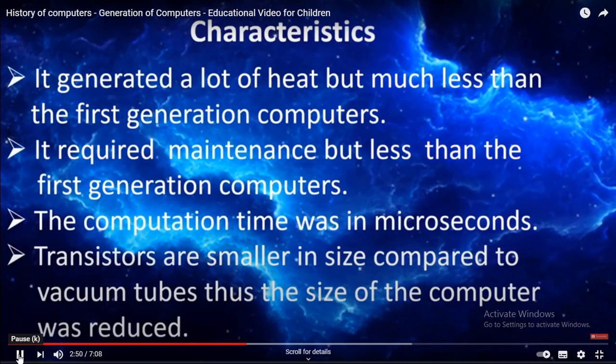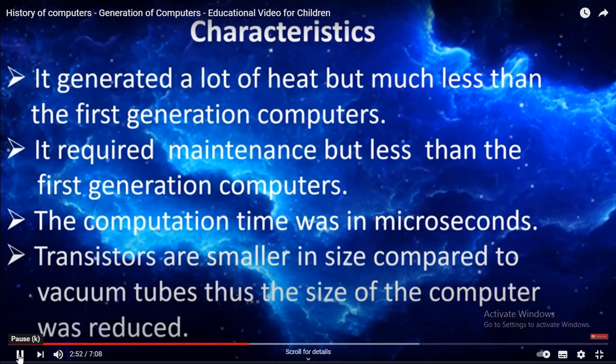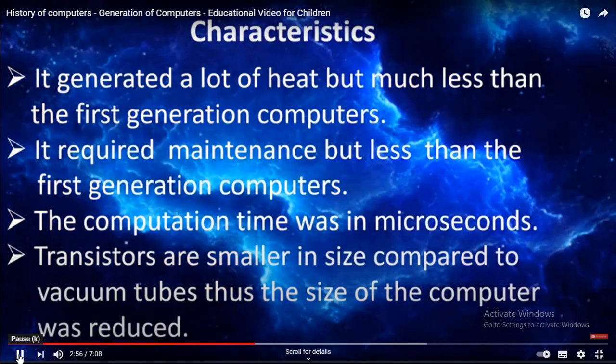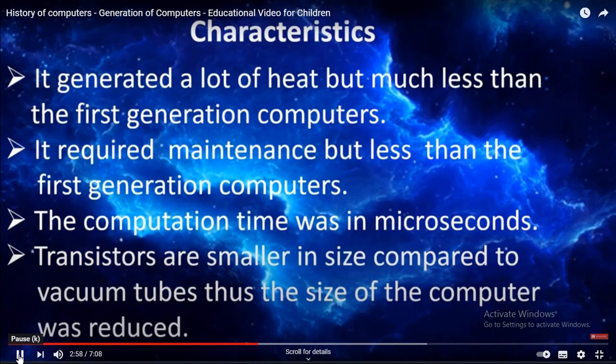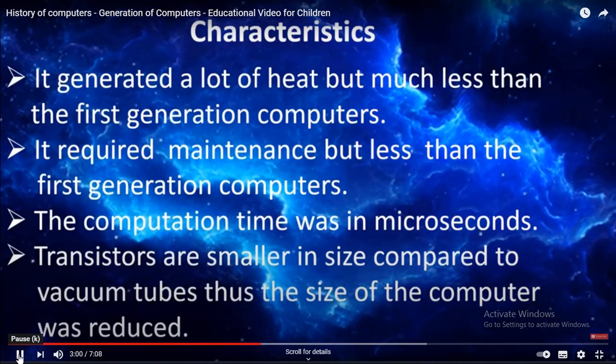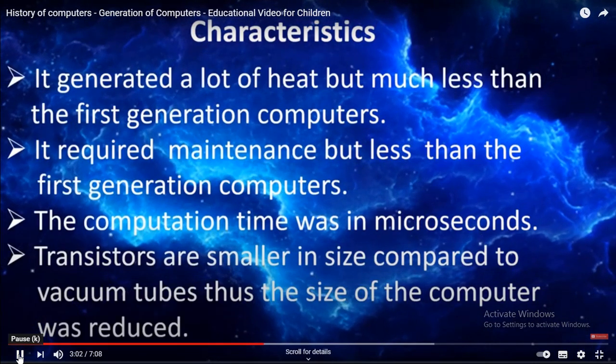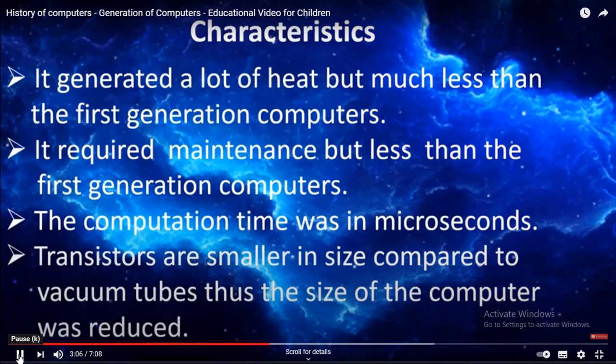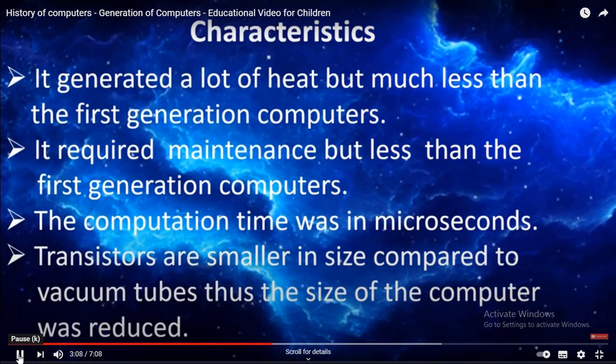Some of the characteristics of second generation computers are: it generated a lot of heat, but much less than the first generation computers. It required maintenance, but less than the first generation computers. The computation time was in microseconds. The transistors are smaller in size compared to vacuum tubes. Thus, the size of the computer was reduced.